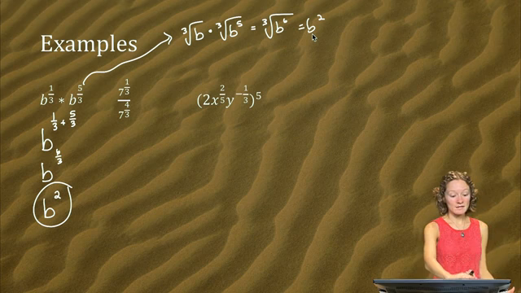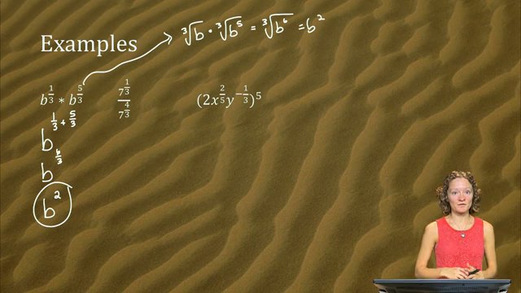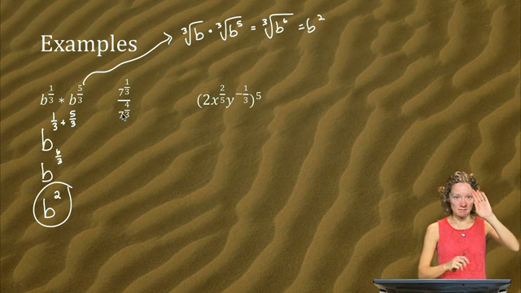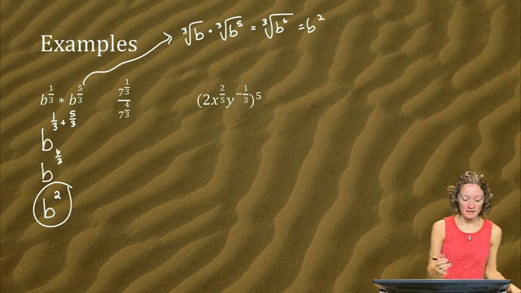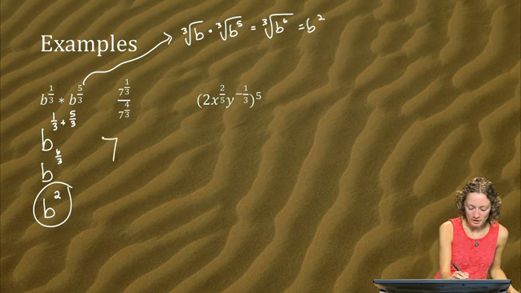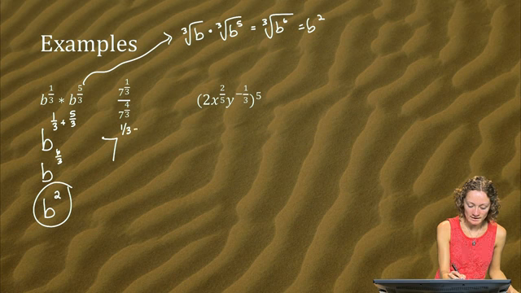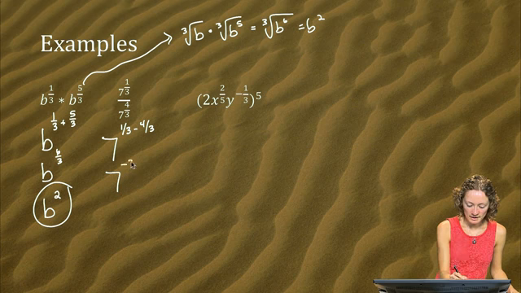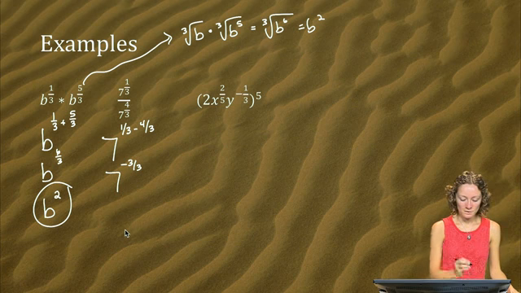Now, if there's only one piece, if it's only b to the 1/3, your only option is to make the change. All right, the second one has the same base on top and bottom, and remember that is a subtraction one, the rule with subtraction. So it'll be 7 to the 1/3 minus 4/3. So we subtract, we get negative 3/3, which simplifies to negative 1.